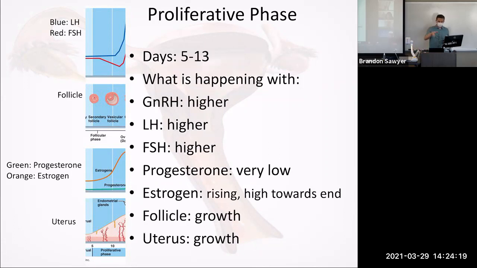And that little slice there is the graph, right? We're going to see the full graph of all that stuff at the end here, but that's what that little thing on the left is. Okay, so that's days 5 through 13.